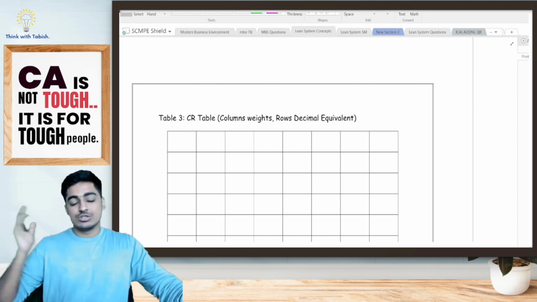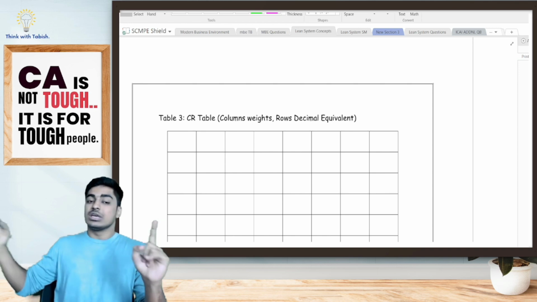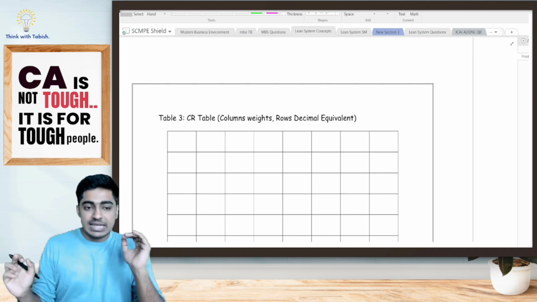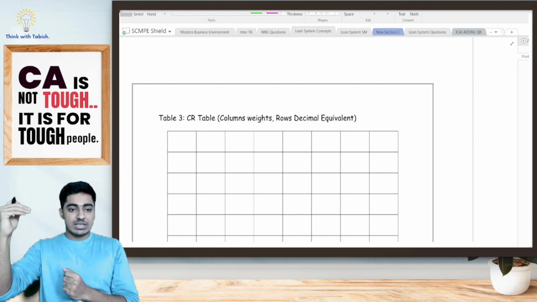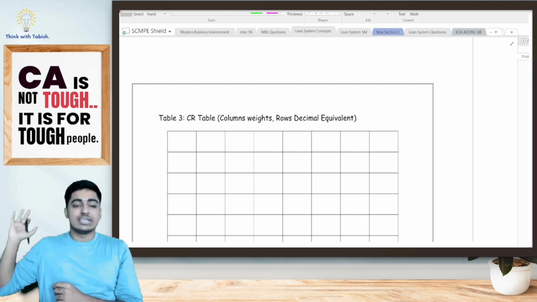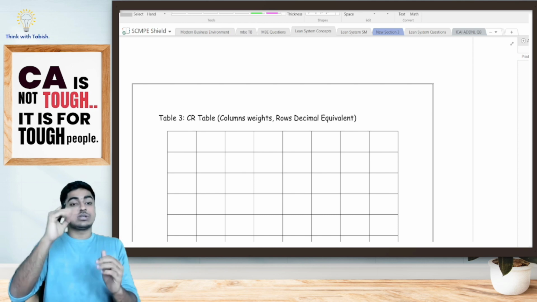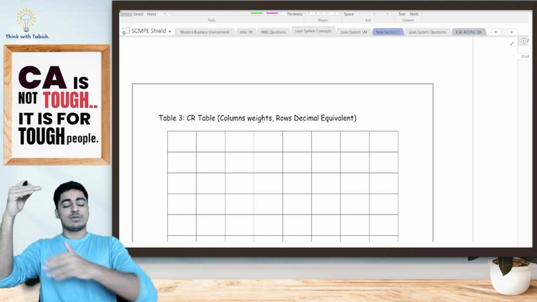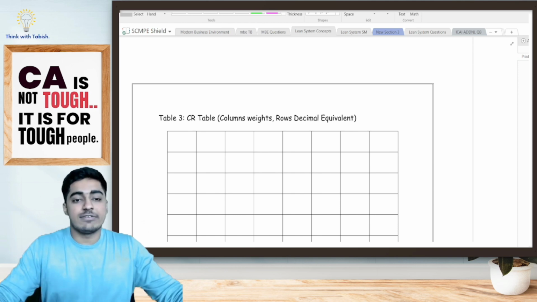Is it clear? So all your 1, 3, 5, 7, 9, 11, 13, 15, till wherever it is going, all those will be your CR table. That is, for your column, you will give weight. For your row, you will calculate decimal equivalent, give the rank, rearrange. All your 2, 4, 6, 8, 10, that is going to be your RC table. That is, for your row, you will give weight. Based on that, for your column, you will calculate decimal equivalent, rank, and rearrange. Is this clear? Now we have a third table.